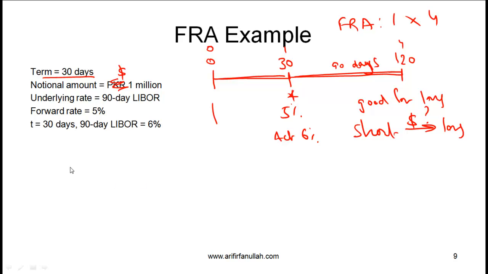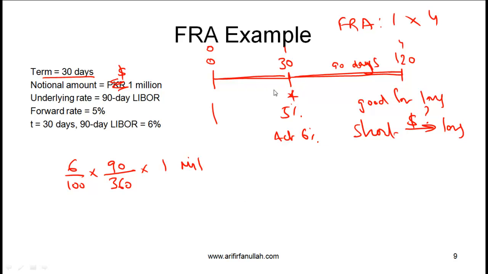So it would be 6%, which is 6 over 100, multiplied by the notional principal, but then this is for a 90-day period. So let's just simplify this. This is 6% for a year. For a 90-day period, this becomes 90 over 360 multiplied by the notional principal of 1 million.